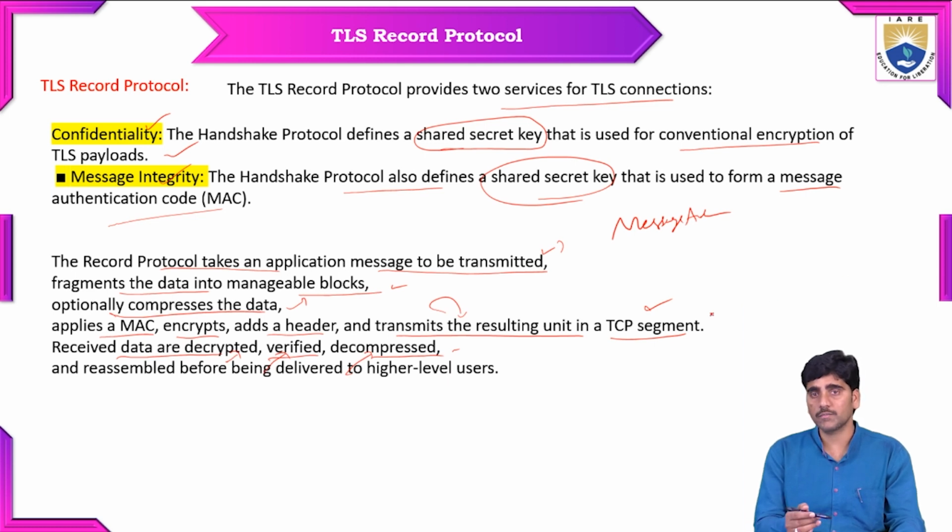The received data is decrypted, verified, decompressed, and reassembled before it is delivered to the higher level users. So before delivering it, each and every phase of the record protocol operation has to be checked.